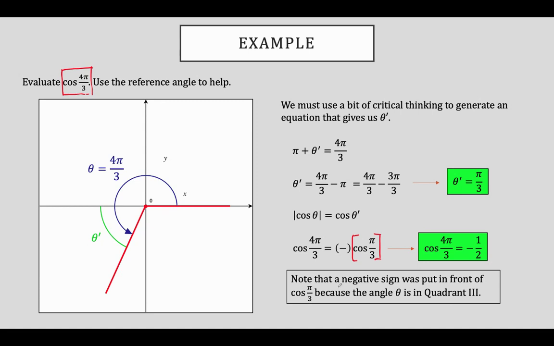Again, note that a negative sign was put in front of cosine pi over 3 because the angle theta is in quadrant 3.